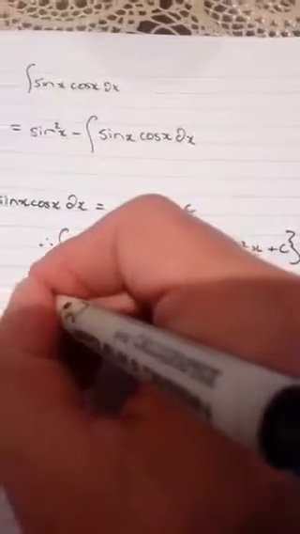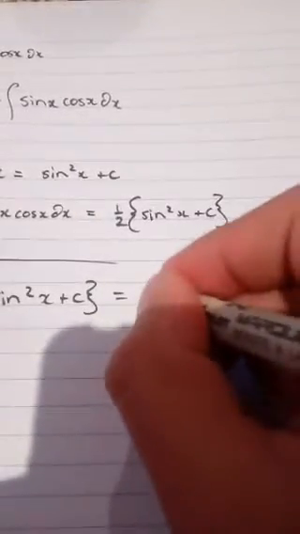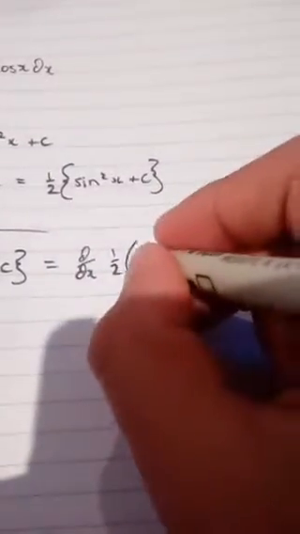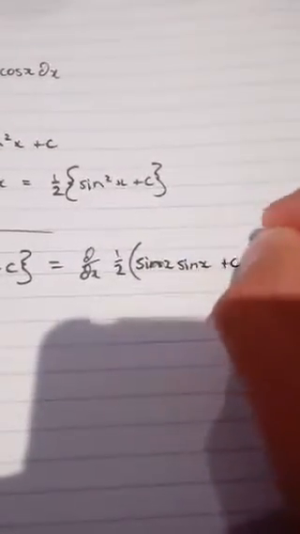Okay, so we want to derive d dx of this, d dx of 1 over 2 of sine x by sine x plus c.